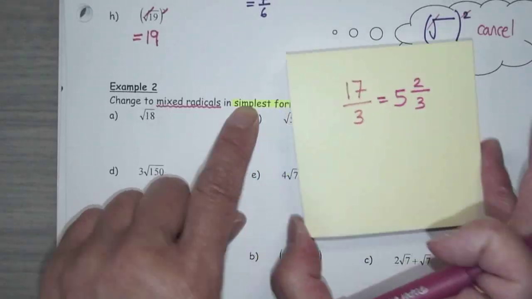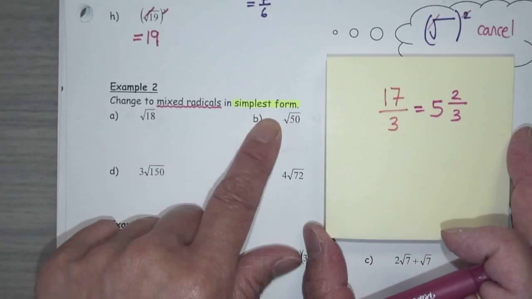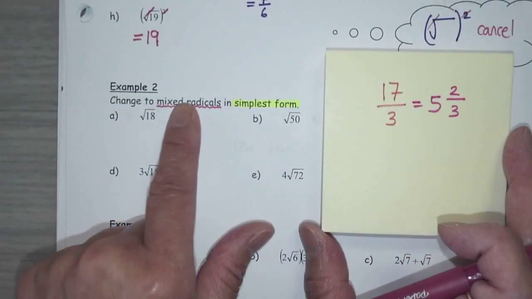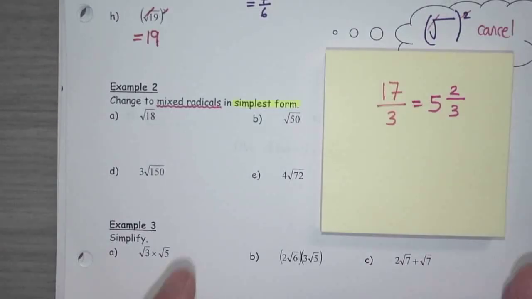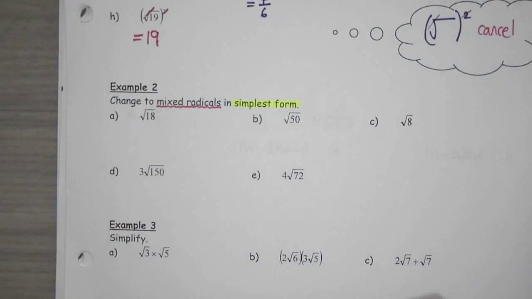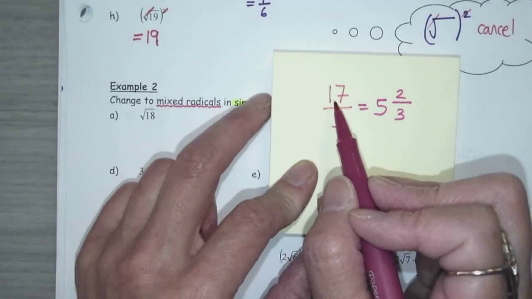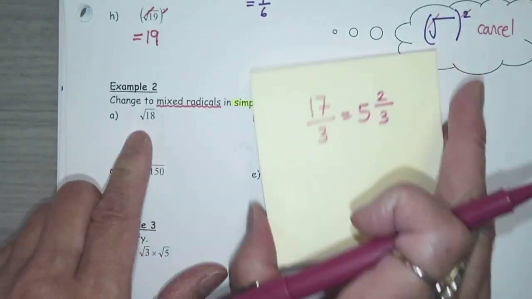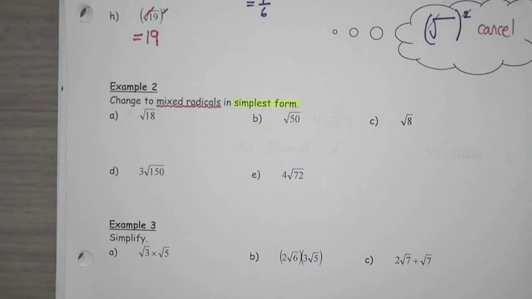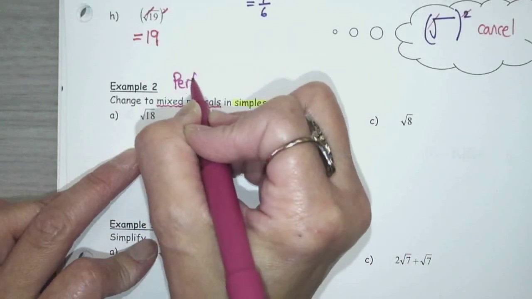And sometimes some books only say simplest form instead of mixed radical, but it means kind of the same thing, okay? Some people say simplify that or reduce it. Mixed radical and simplest form are kind of both ways, right? So there you go. Here, what I want you to do is the same idea. I took out as many of the 3's as I could from the 17, right? So it's the same sort of idea. Out of the 18, I want you to take out as many of the perfect squares.